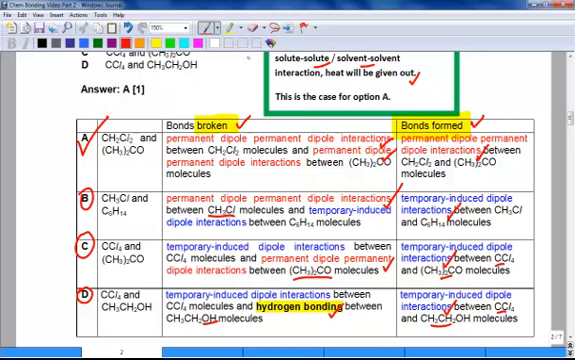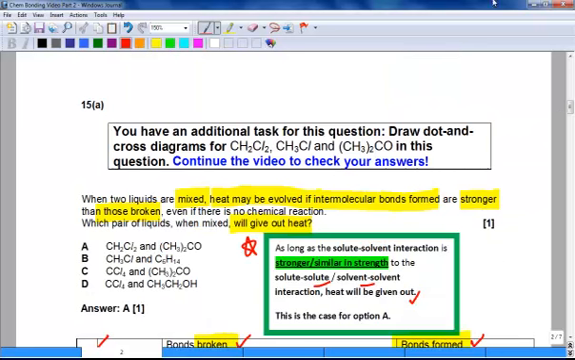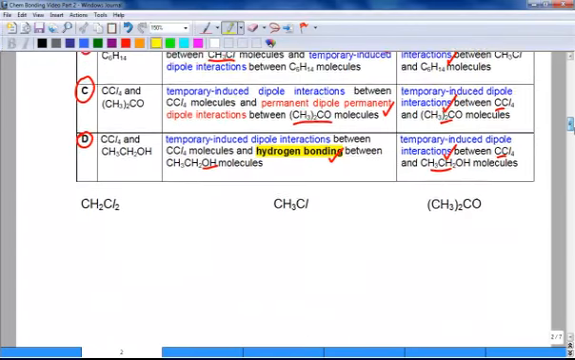Moving on from here, draw the dot and cross diagrams for CH2Cl2, CH3Cl, and this ketone in your question. So continue the video to check your answers. Please draw on your own before you check your answers.